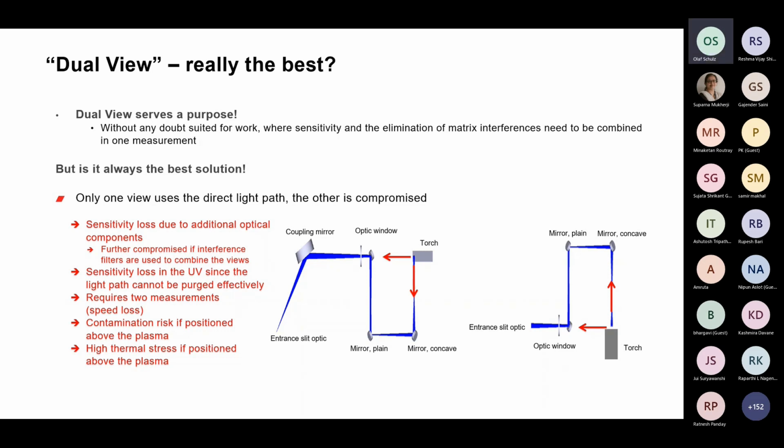But what also needs to be clear is that dual view techniques are compromises, regardless whether using a horizontal or a vertical torch design. Always only one light path is direct, and the other uses a periscope. The additional optical components reduce the light throughput, certainly, and thus also the sensitivity. Also, in the UV spectral range, the performance of the direct light path cannot be reached, since the periscope optic, which is a longer light path, cannot be purged as effectively.